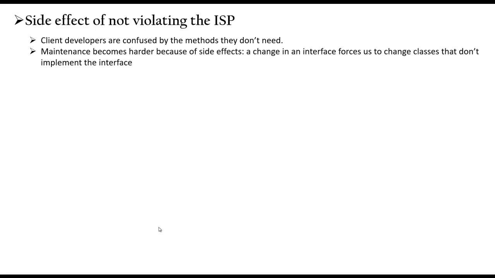The first and foremost side effect of violating the interface segregation principle is that client developers are confused by methods which they don't use. Maintenance becomes harder because of the side effects. A change in the interface forces us to change the classes that don't need that interface. Let's try to understand this interface segregation principle with a code example.